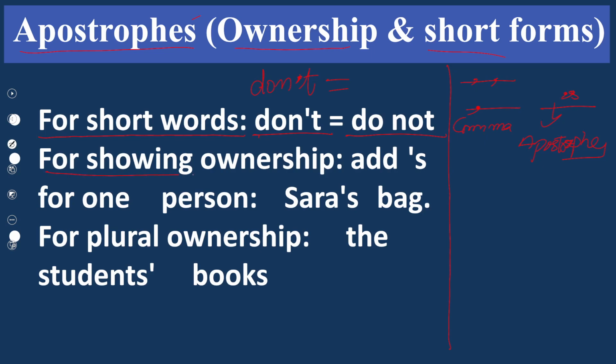Yes, for showing ownership. Now we have understood about the short form, but right now we have reached showing ownership. Add apostrophe s to show ownership, like for one person, Sarah's bag. The bag is under the ownership of Sarah. That's why this apostrophe is showing ownership here. Yes, for plural ownership, the students is not singular, it's plural. We have to put the apostrophe after the s. It means the books of the students.